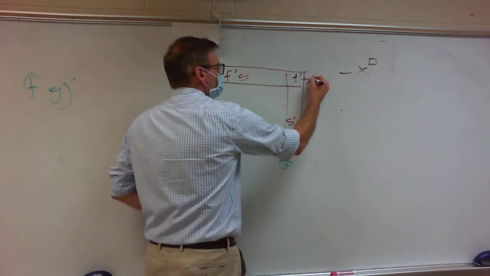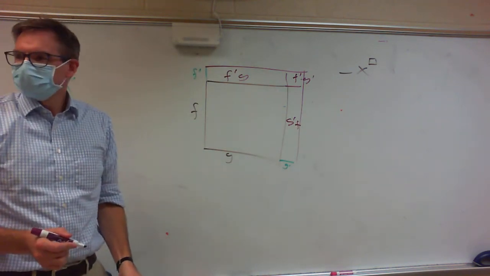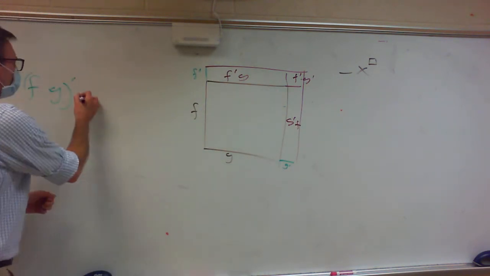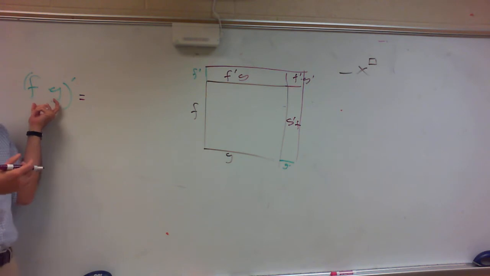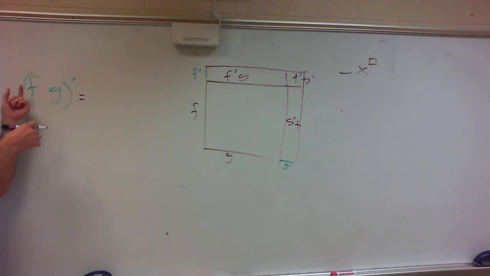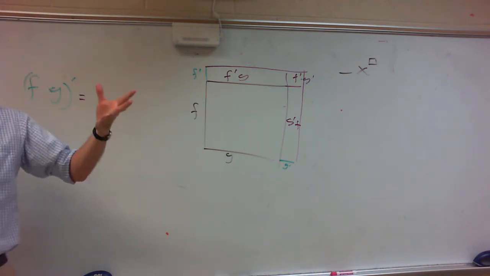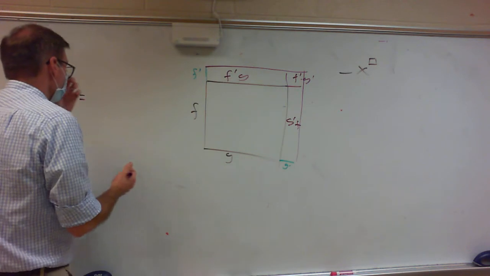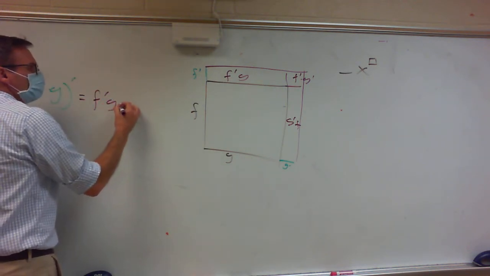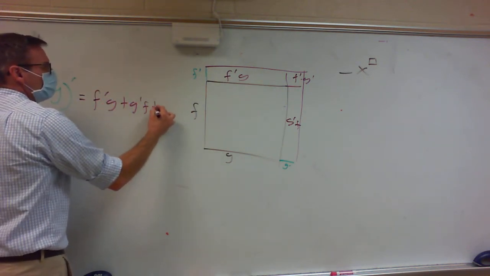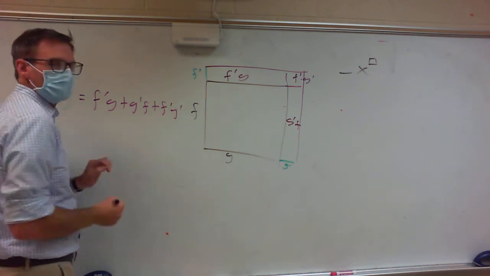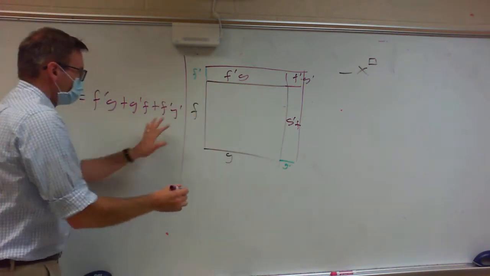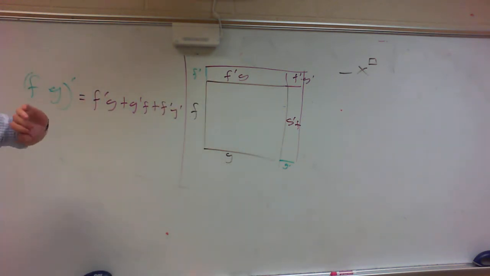F prime times g prime, right? Yes. So if I wanted to summarize that, what's our change in area of f times g? This is f times g prime, what's the change in area, right? So our change in area is this bit. So I'm going to add it up. I'm going to say f prime g plus g prime f plus f prime g prime. Draw a little wall here so I don't get confused with the other f.